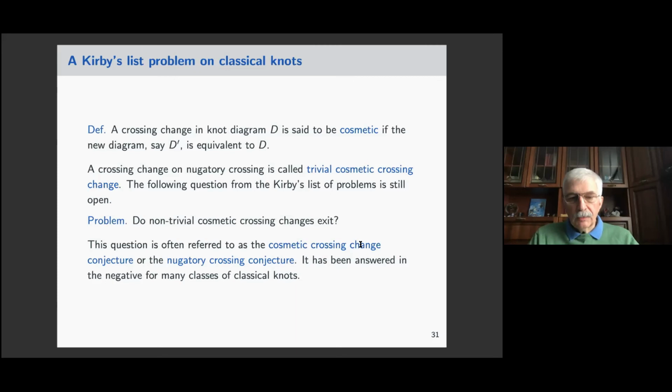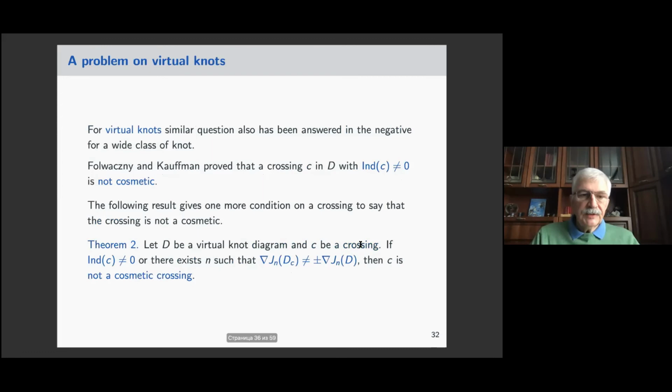A crossing change on a nugatory crossing is called a trivial cosmetic crossing change. There is a famous list of problems in low dimensional topology, the so-called Kirby list. It was formulated, as I remember, in 1978. In this list, one of the problems is the following: do nontrivial cosmetic crossing changes exist? This question was studied hard, and we have information about many classes of classical knots. I'm not going to go into details, but for many of them there is a negative answer to this conjecture. And the same question can be formulated for diagrams of virtual knots.